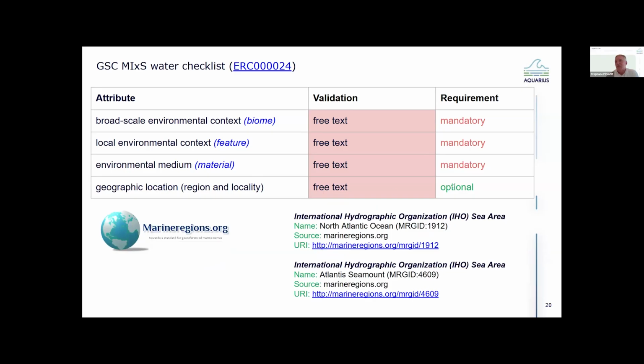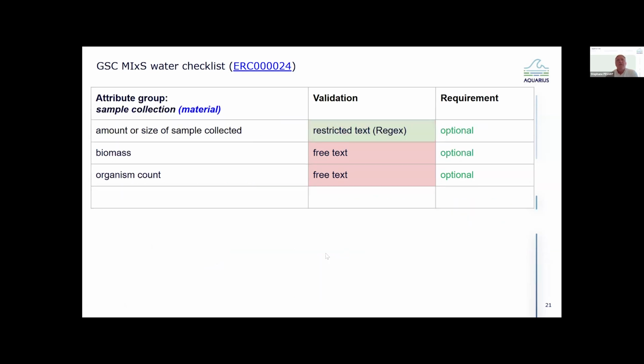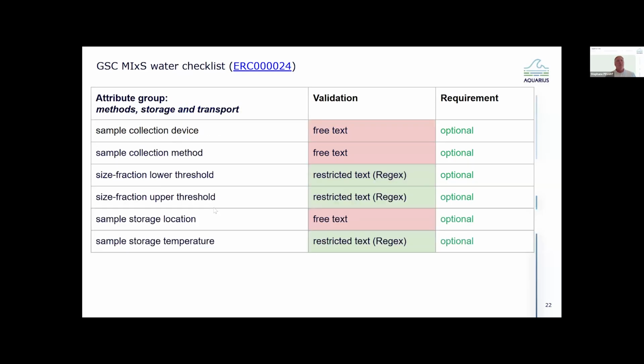Then if we look at optional attributes that are in the checklist, geographic location can also be described with marine regions. That's what we recommend. Michel talked about that. Then there are other groups of attributes describing the amount of organisms collected, their biomass. I'm trying to get a bit faster.